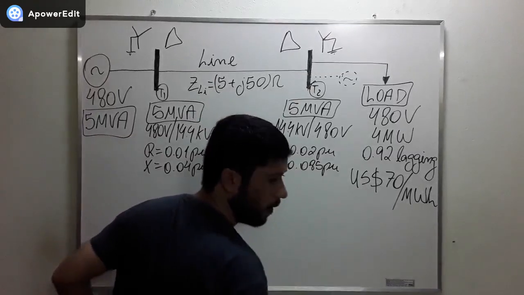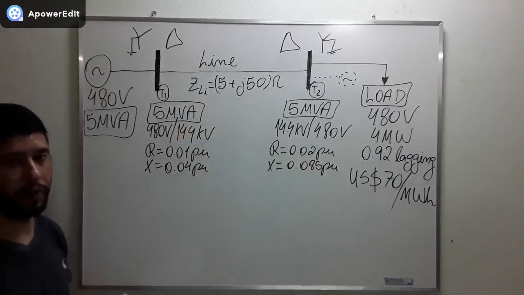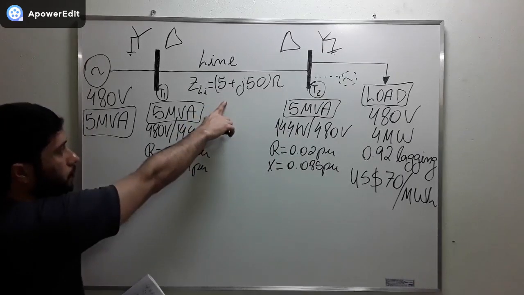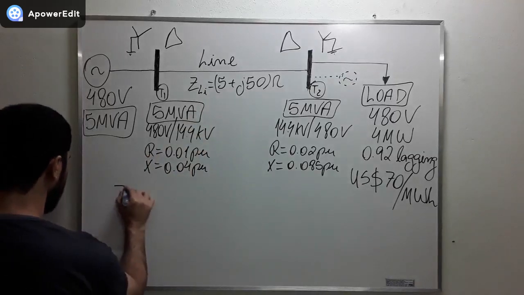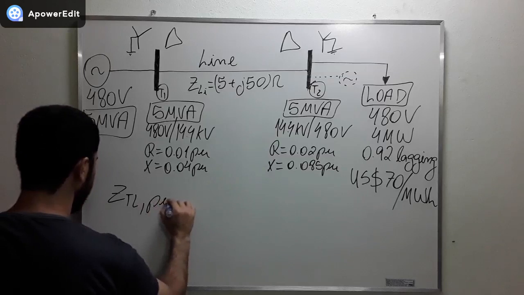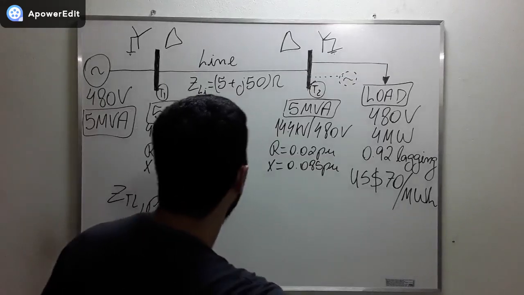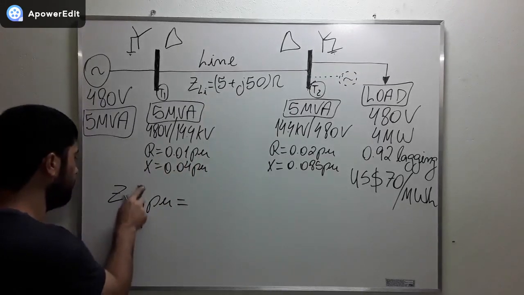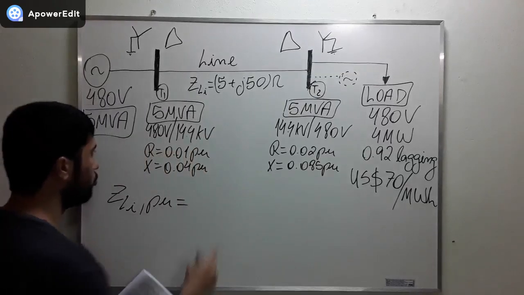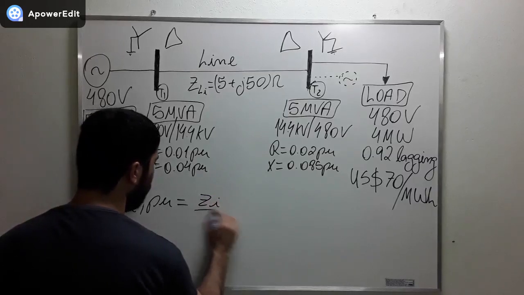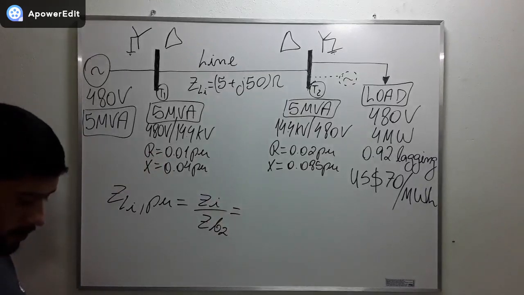After calculating the value of the current of the system in per unit, we need to convert this value here, the impedance of the line, to per unit. And we use the base value for the impedance for region 2. The impedance of the transmission line in per unit is going to be equal to this impedance here in ohms divided by the base value for region 2. Okay guys, understanding everything?